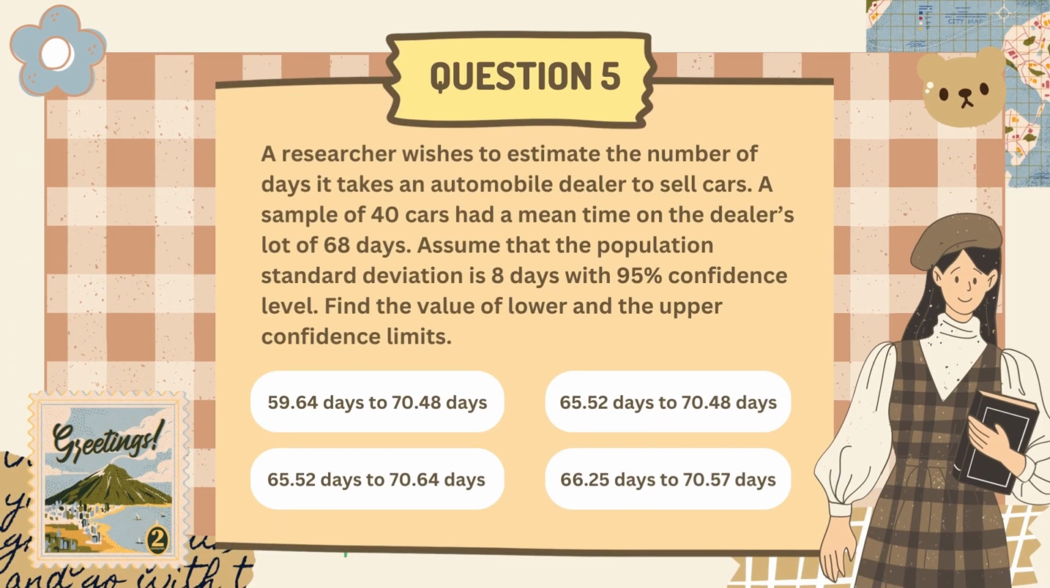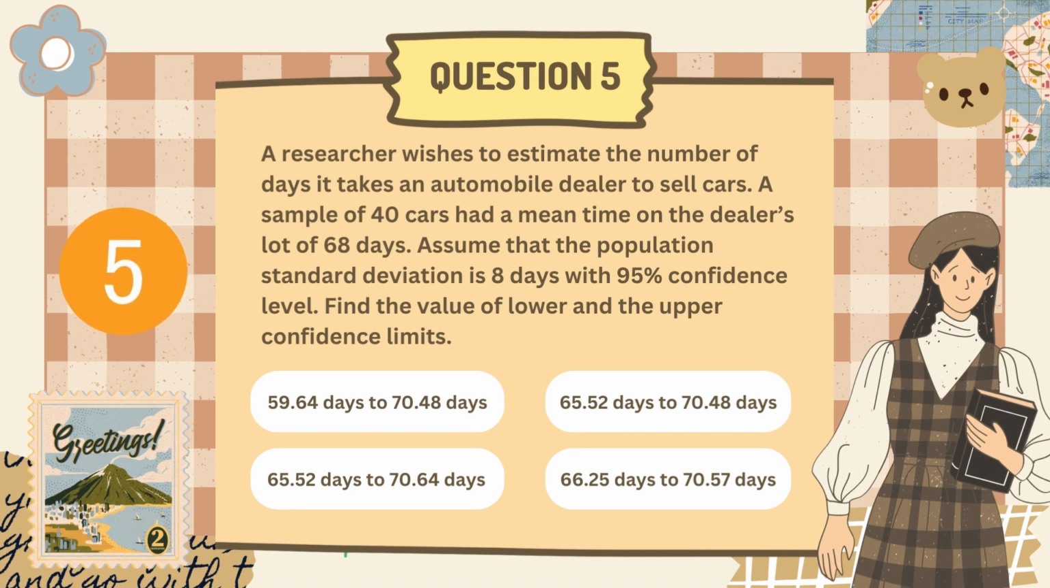Number 5. Find the value of lower and the upper confidence limits. A. 59.64 days to 70.48 days. B. 65.52 days to 70.64 days. C. 65.52 days to 70.48 days. Or D. 66.25 days to 70.57 days. The correct answer is letter C.